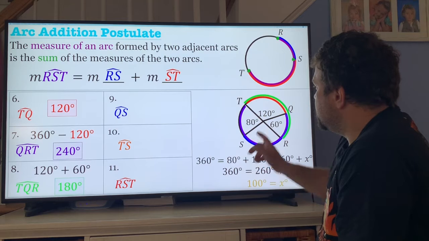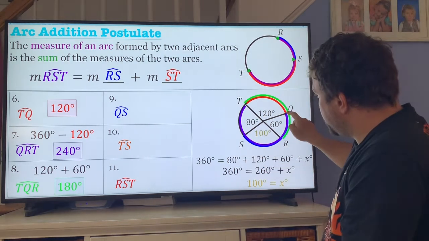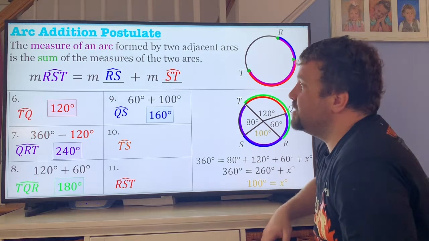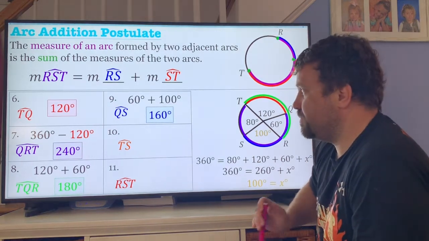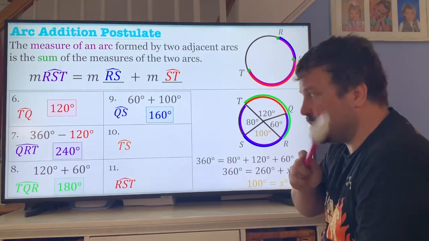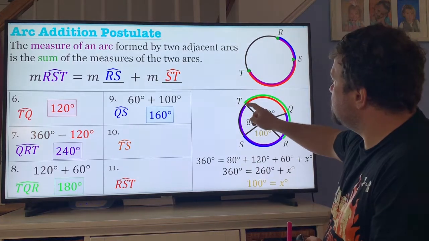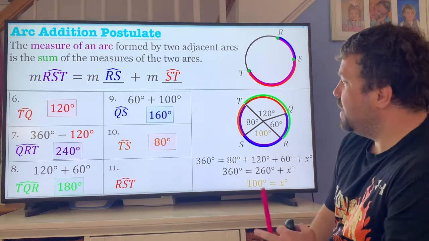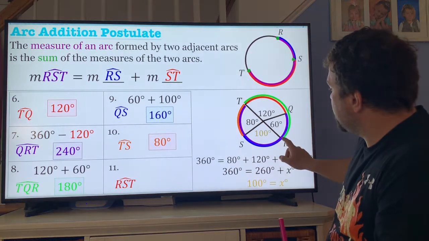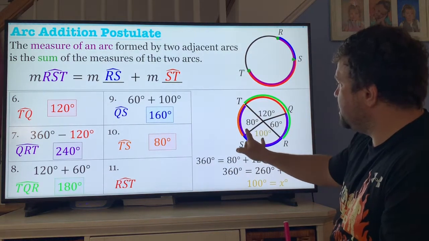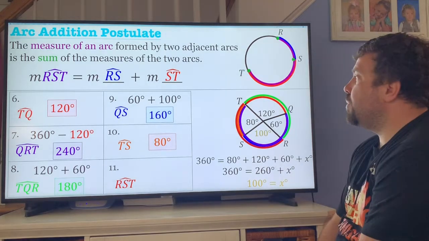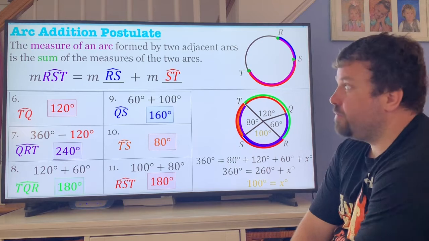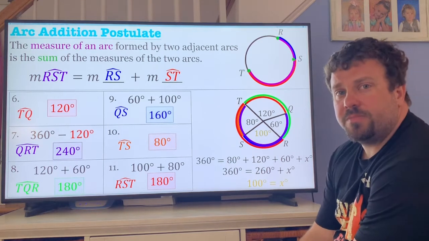All right? So this is 100, but that's not our answer. We want Q to S. So it includes both of those. 60 plus 100 is indeed 160 degrees. All right? Awesome. TS. 80 degrees. That was an easy one. RST. Also easy. You're just adding two things together. Another semicircle. 80 plus 100 is 180. Got it? See, told you. Simple lesson.